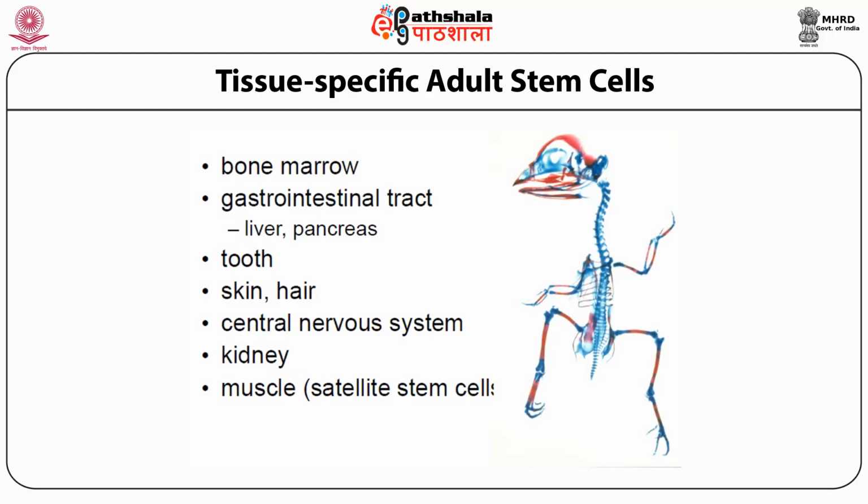These adult cells are isolated from bone marrow, gastrointestinal tract. They can be isolated from tooth, especially baby tooth, and they can be isolated from skin, from hair, from central nervous system, kidney, sometimes muscles also. So these are called tissue specific adult stem cells.